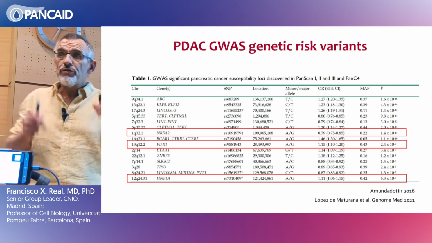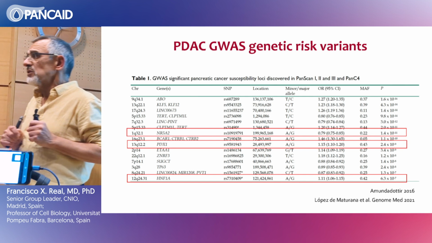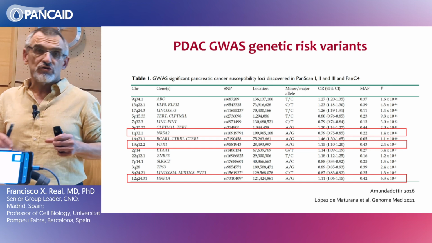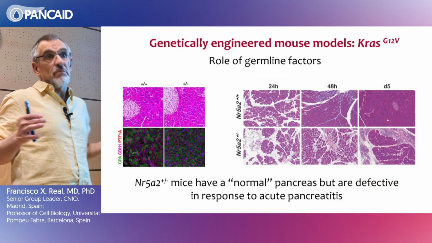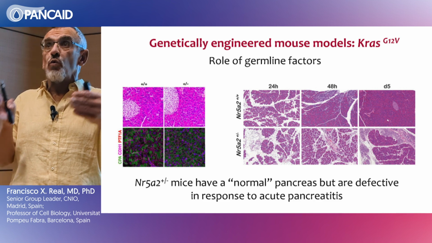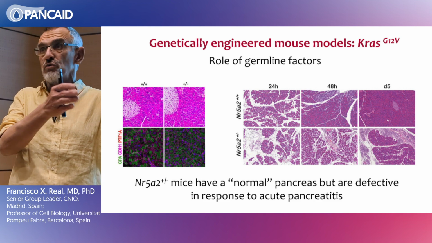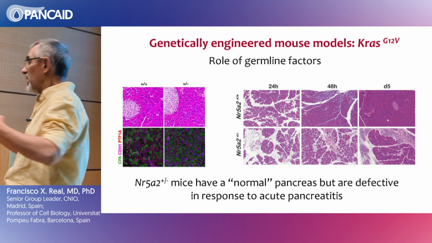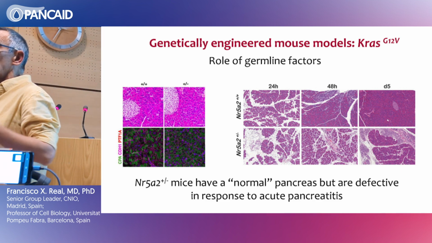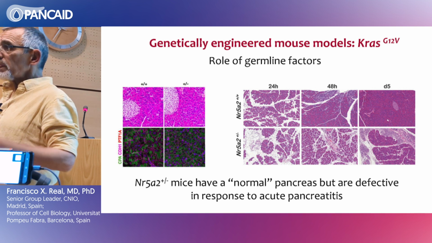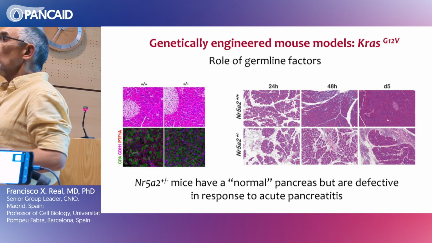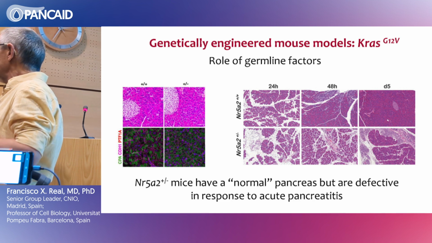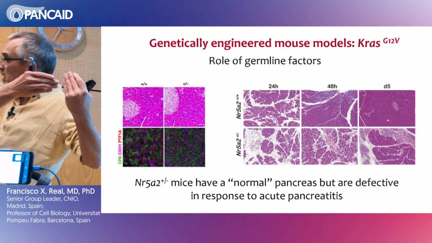So we thought that those variants, which are common variants in the population, would not be gain of function variants. Why? Because something that works, to make it work better, is very difficult. But to screw it up is quite easy. So we thought it would be partial loss of function. So we said, we're going to try to model this in the mice using NR5A2 heterozygous mice, which have loss of one allele in all cells in the organism, just like those variants.